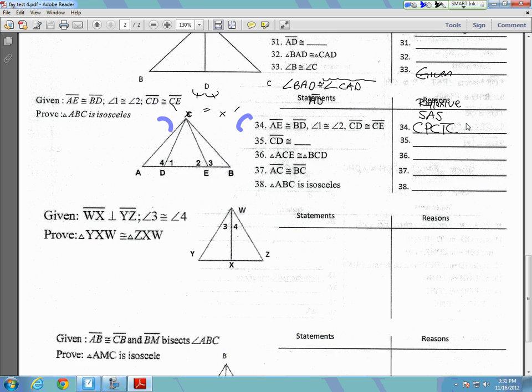Going down to the next one. Obviously, your first information is given. First period, you guys had this CD congruent to CE. Later in the day, I crossed this out for everybody. Number one was given.